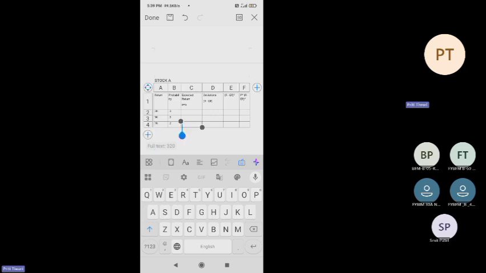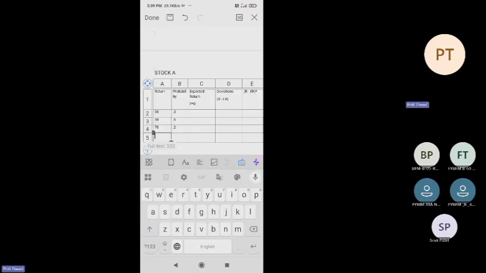Now, when I tell you to find out the expected return, what are we supposed to do? Multiply the probabilities with the return. So the first thing would be 30 into 0.3. 3 threes are 9, so 90. Since there is a point over there, it will be 0.9. Next, 50 into 0.5. 5 fives are 25. So the answer over here would be 25.